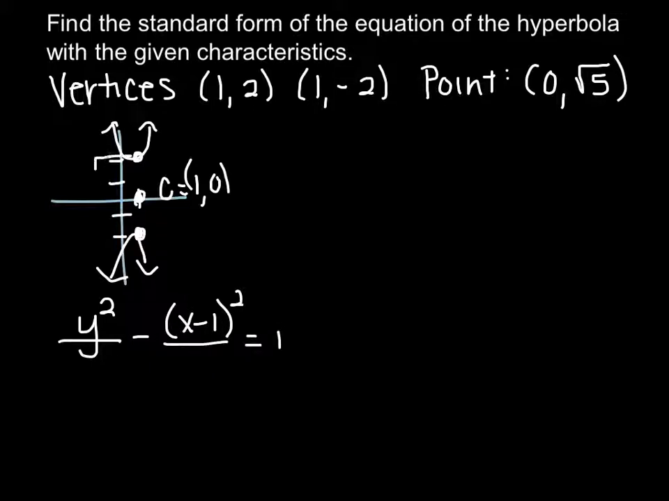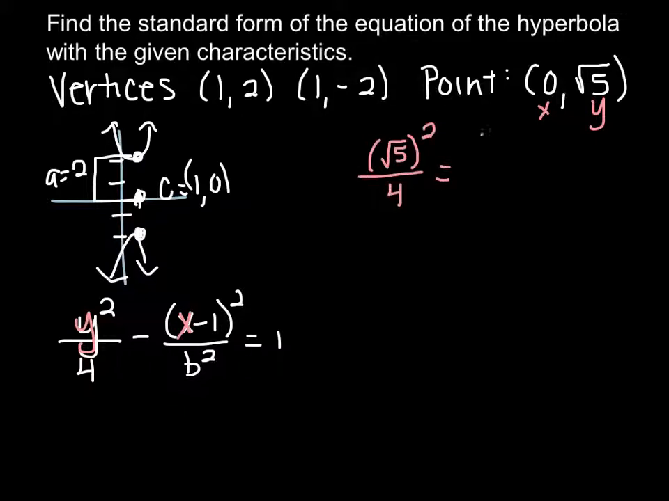Well, I know my a value, which is the distance from there to there, and a equals 2. So a squared is 2 squared, which is 4. My goal right now is to find this b squared. Well, I know I have a point, and a point is (x, y). So let's go ahead and plug in x and y into my equation. So I have radical 5 squared over 4 equals, minus x is 0 minus 1 squared over b squared equals 1. Now I just have to solve for b.